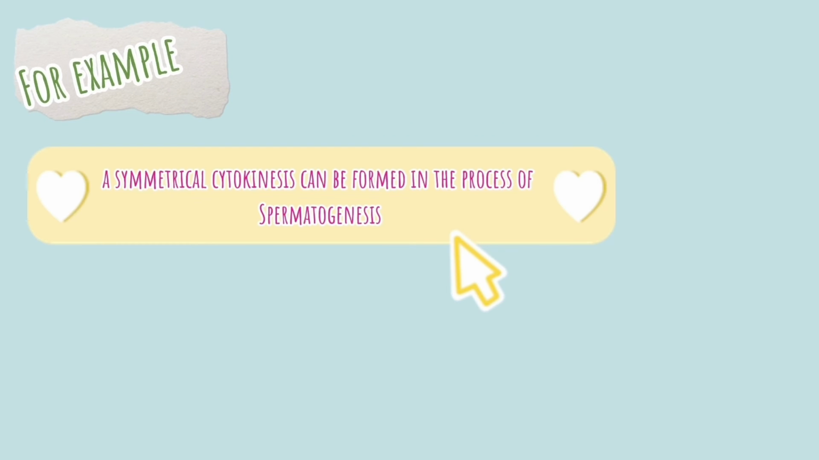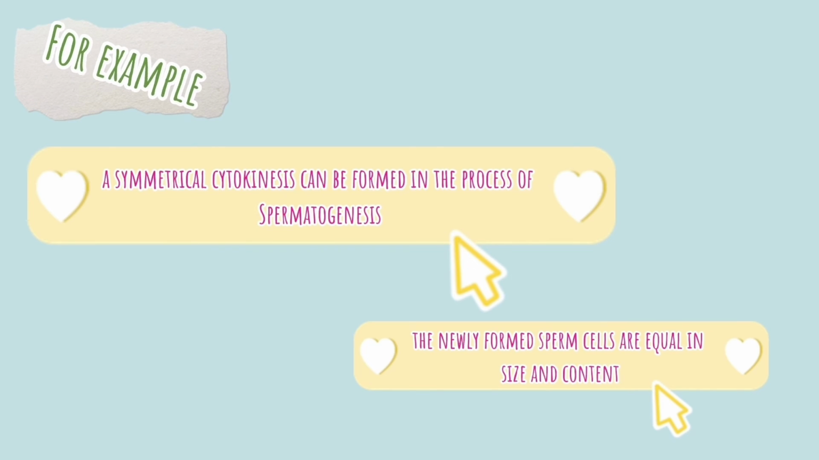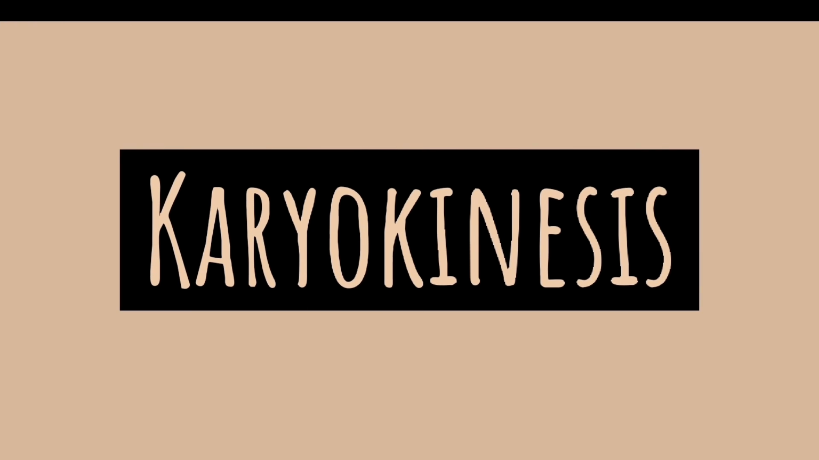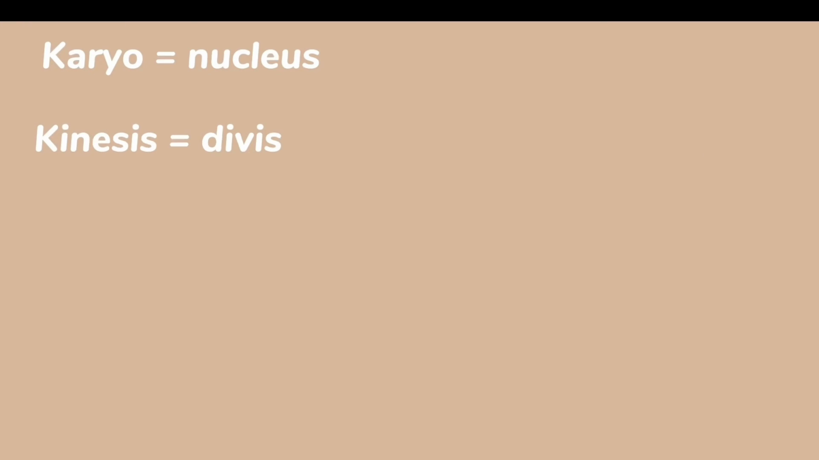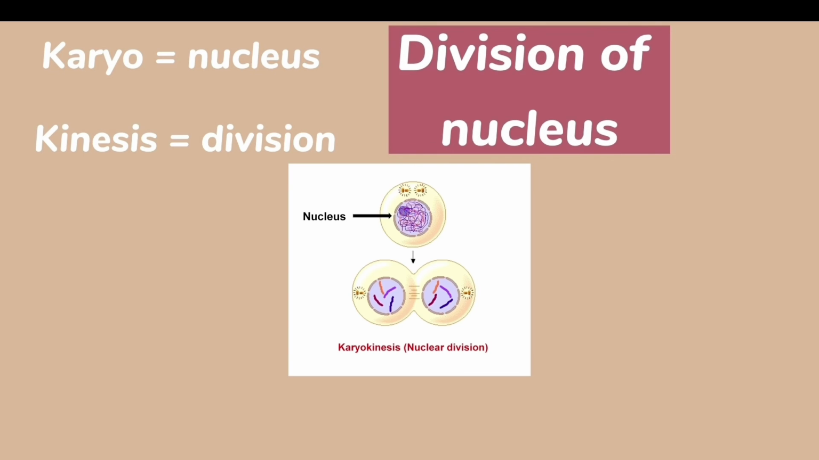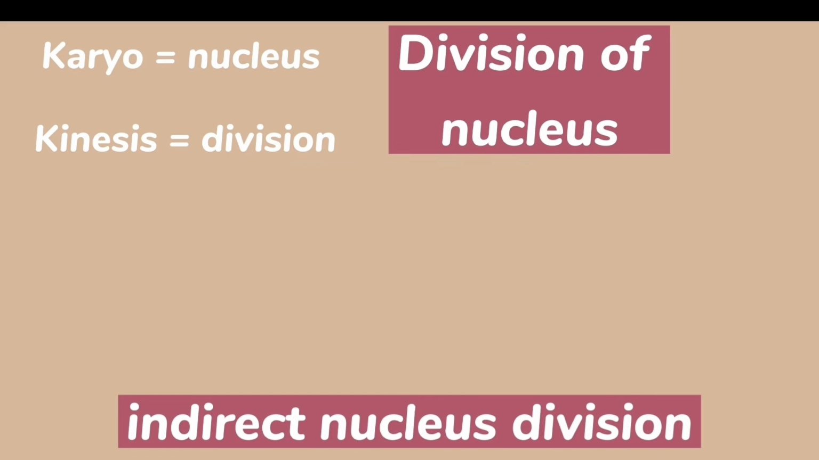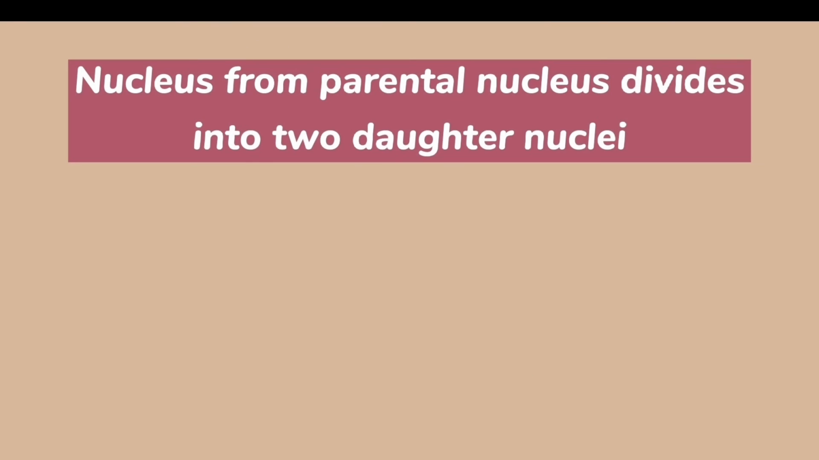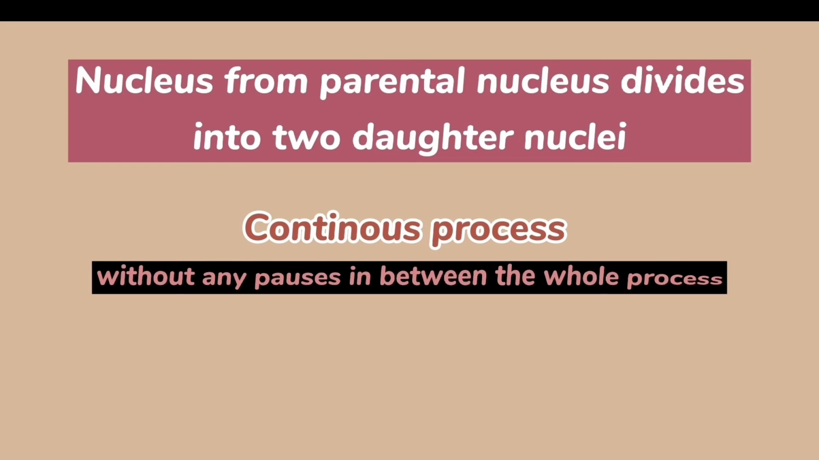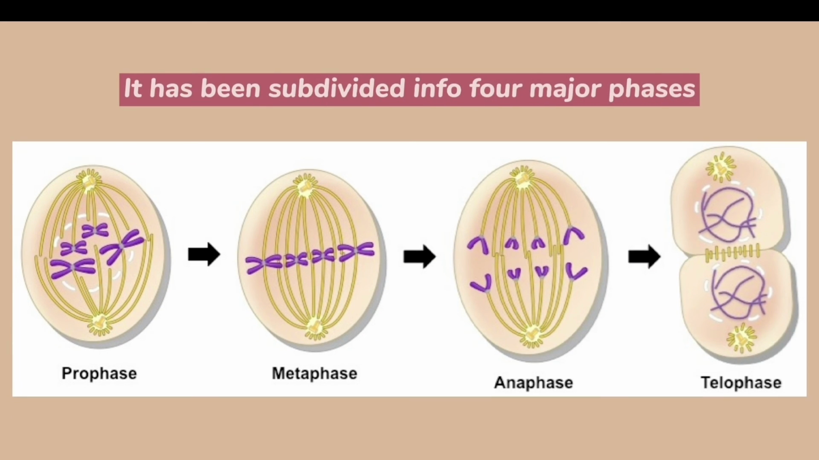For example, a symmetrical cytokinesis can occur in the process of spermatogenesis, where the newly formed sperm cells are equal in size and content. Next is karyokinesis. Karyo means nucleus and kinesis means division. So basically it's a division of the nucleus, also known as indirect nuclear division. The nucleus from the parental nucleus will divide into two daughter nuclei. It is a continuous process without any pauses in between. It has been subdivided into four major phases, which are prophase, metaphase, anaphase, and telophase.